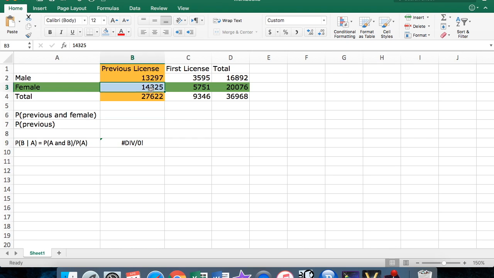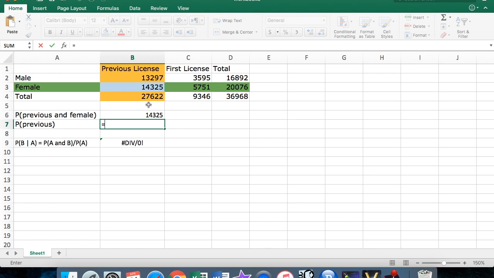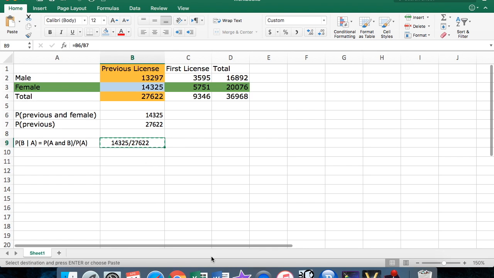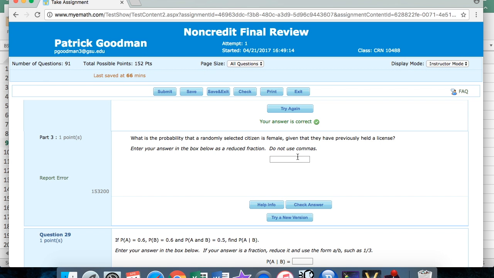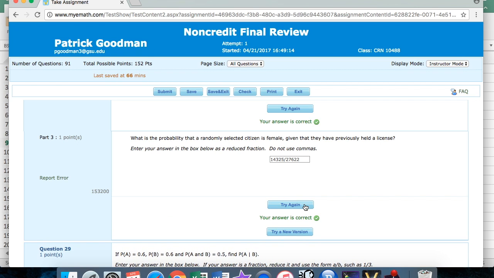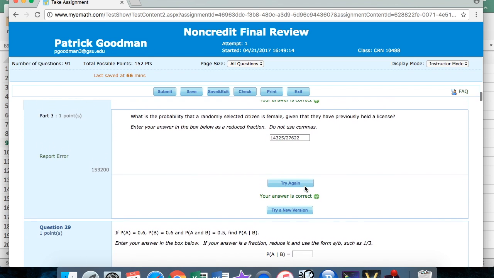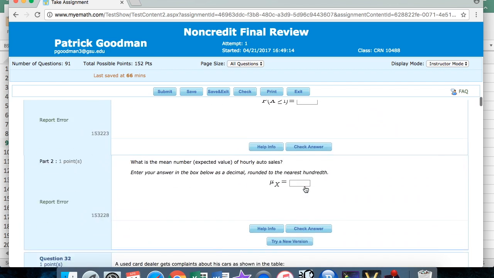Okay, so this is the intersection. So it's my intersection here. And then previous, well, there were this many previous. All right, and then that's your probability. So hopefully this is correct. Oh, make sure you delete any empty spaces. Now, it might still count it as right if you have empty spaces, but you never know. And there we go. That's how you do the conditional probability. Okay? So let's go on now.